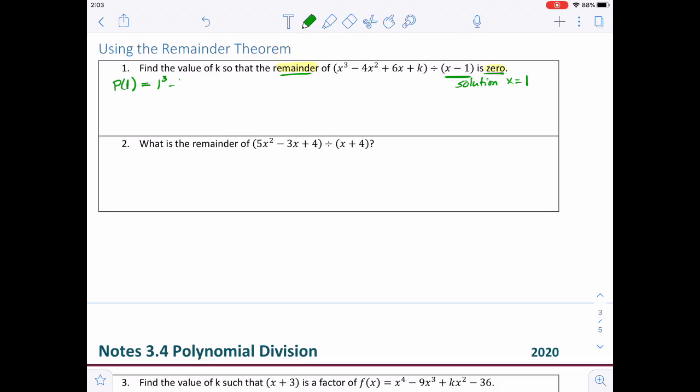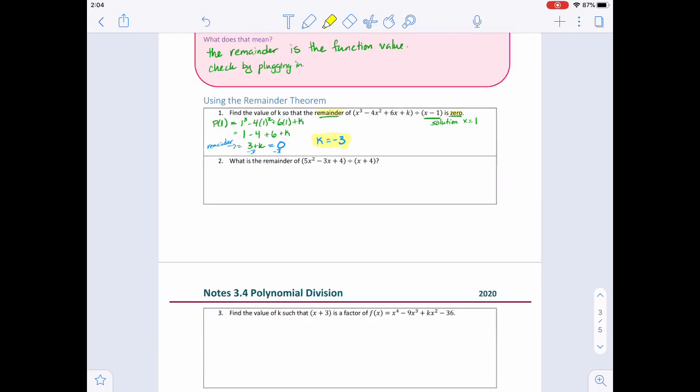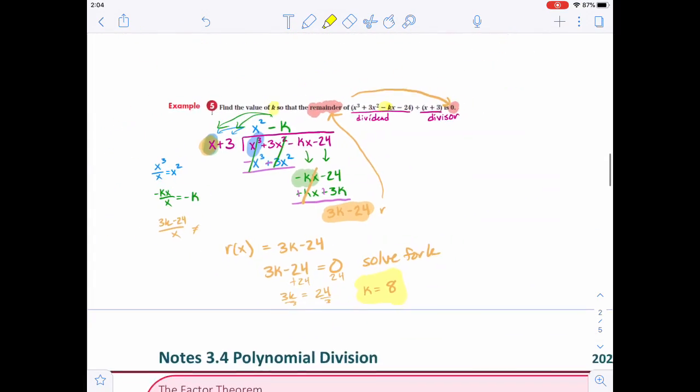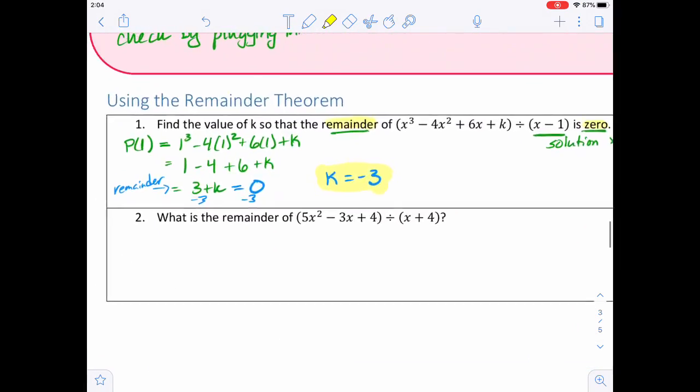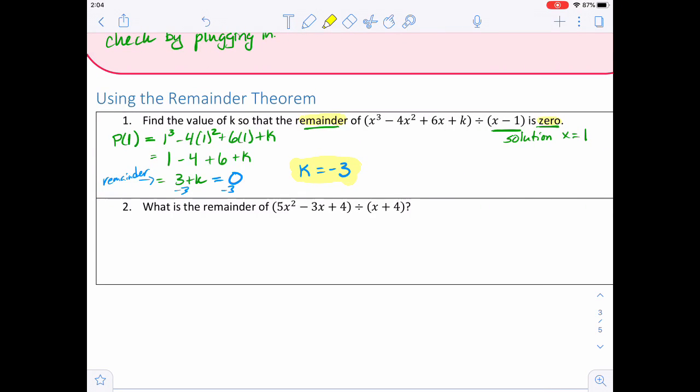1 cubed minus 4 times 1 squared plus 6 times 1 plus k. We get 1 minus 4 plus 6 plus k. So 1 plus 6 is 7 minus 4. That's going to give us 3 plus k. We need that to be 0. So this is our remainder. Notice we got our remainder without actually having to divide. This is going to be 0. So if we subtract 3, that means that k is negative 3. So we did one of those remainder problems, which took us a lot more work when we did division, but because we had just something nice, all we had to do was plug in our solution.